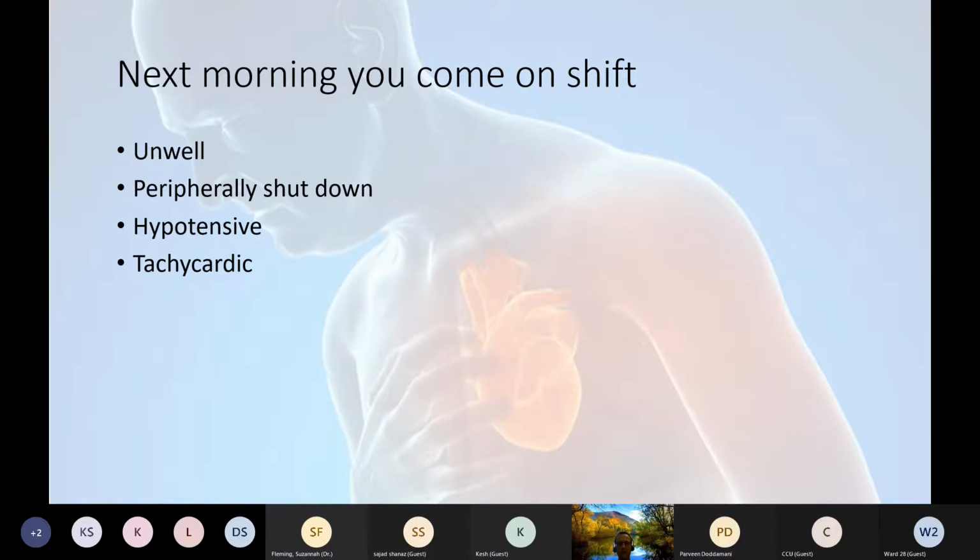And so next morning when you come on shift, you go to see him first thing, and you find him to be unwell. You find that he's peripherally shut down and hypotensive and tachycardic. What are you thinking?